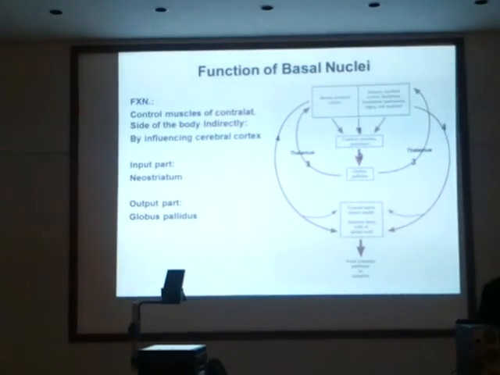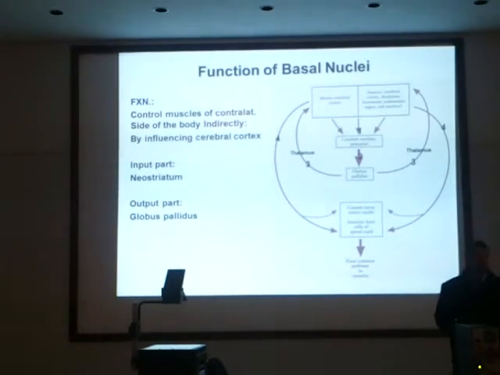Functionally speaking, I told you they control muscles of the contralateral side of your body. Right and left, and left and right. By an indirect pathway. What does indirect mean? It influences the cerebral cortex. The basal nuclei do not have a direct descending pathway. They just influence the cerebral cortex. Where does the input enter? The neostriatum. What is the neostriatum? Caudate and putamen. Okay? And where does the output come from? The lentiform, the putamen and the globus pallidus.